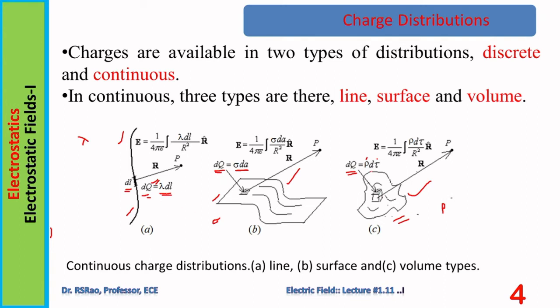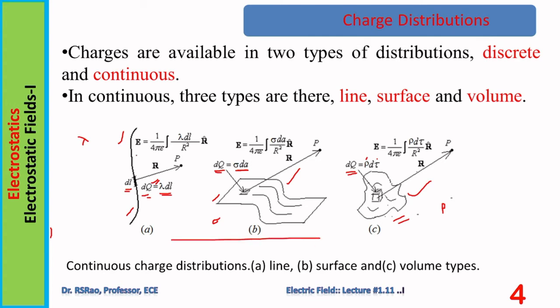Here dq is lambda dl. Here dq is sigma dA. Here dq is rho d tau. All these dqs are point charges. This is the aspect which is required to be kept in mind before deriving expressions for field intensities for these continuous charge distributions.